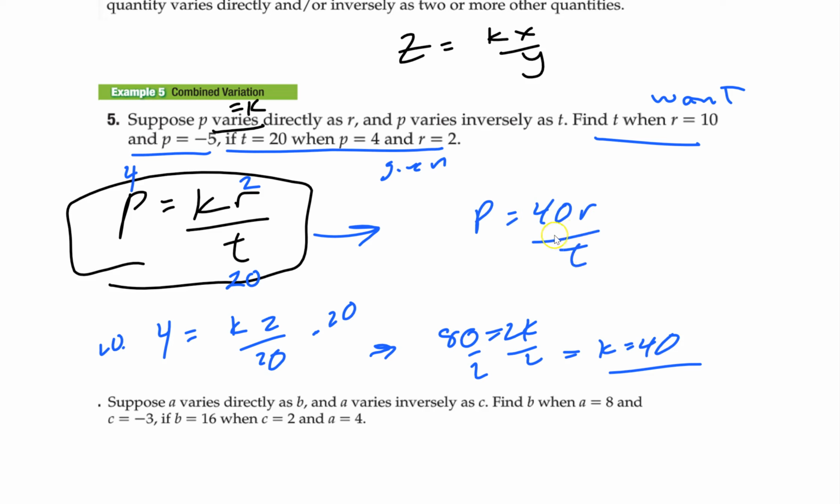Right? That's my equation. Have my k. And all we do now is find what they want. They want t when r is 10 and p is negative 5. So plug that in. So r is 10, p is negative 5.